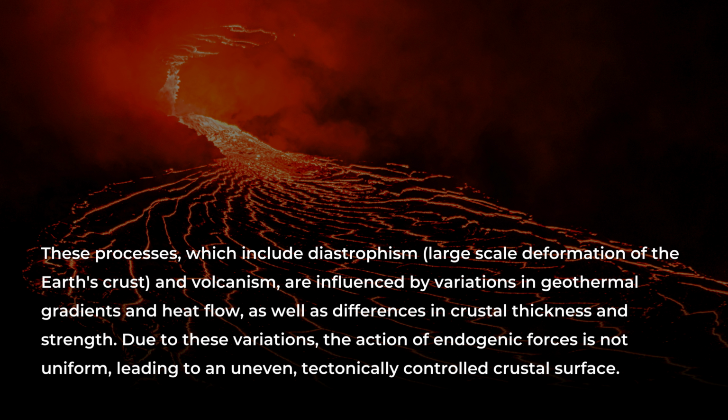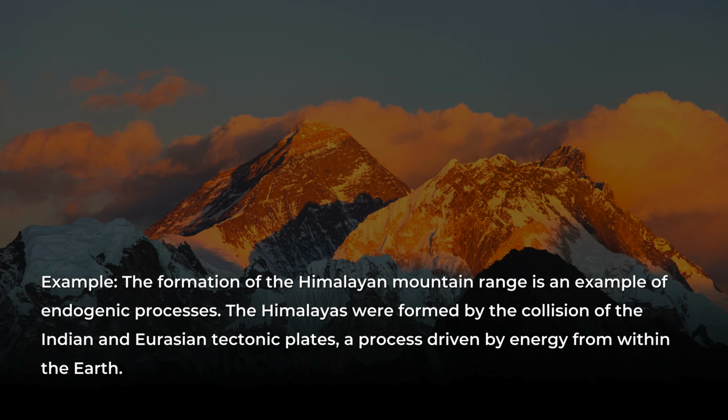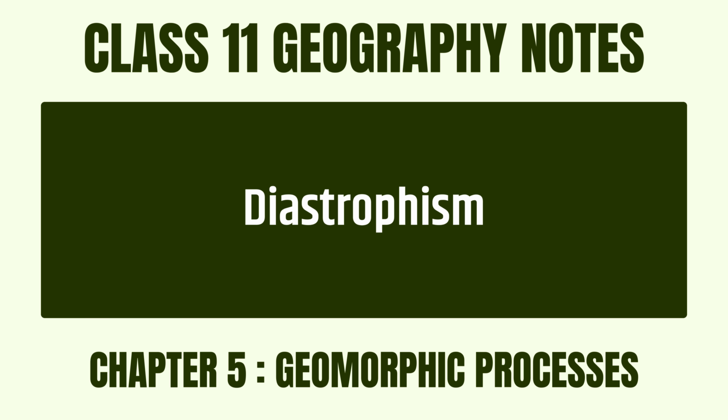Because of these variations, the action of endogenic forces is not uniform, which leads to an uneven, tectonically controlled crustal surface. For example, the formation of the Himalayan mountain range is a perfect example of endogenic processes. The Himalayas were formed by the collision of the Indian and Eurasian tectonic plates, a process driven by energy from within the Earth.